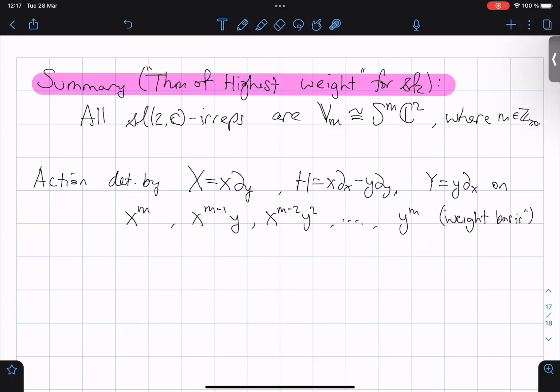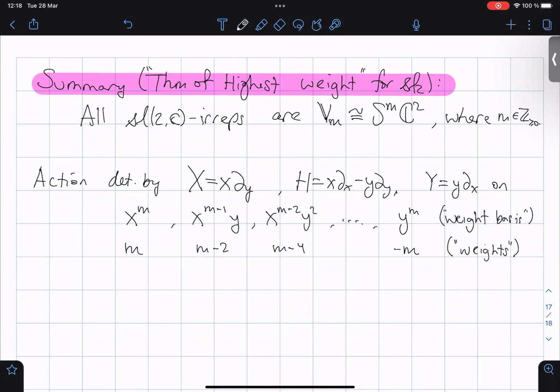What I've written down here is actually a so-called weight basis. It's a nice basis with respect to this operator H, and these guys are eigenvectors for the action of H, where the eigenvalues are m, m minus 2, m minus 4, always lowering by 2 all the way down to the lowest one being minus m. These are the so-called weights.